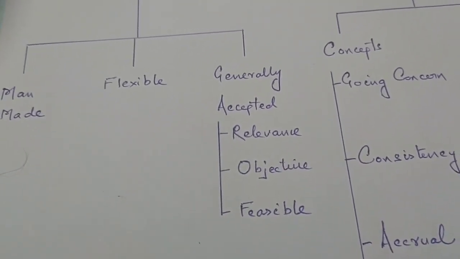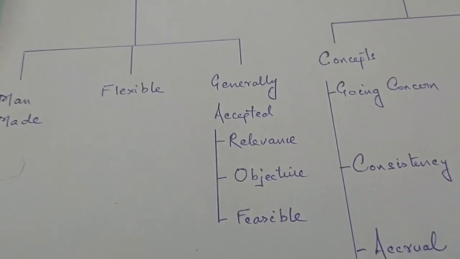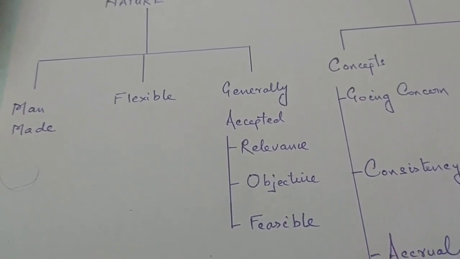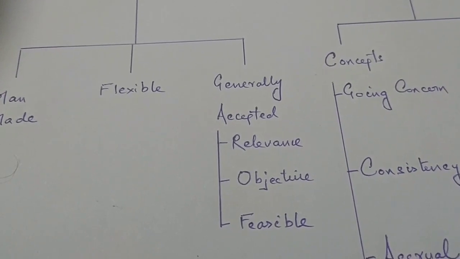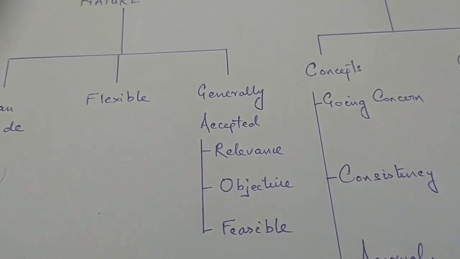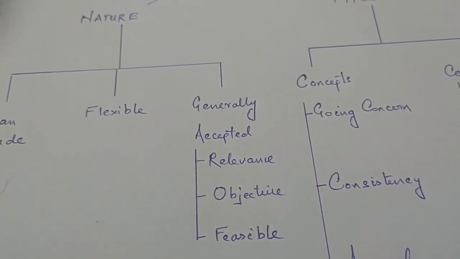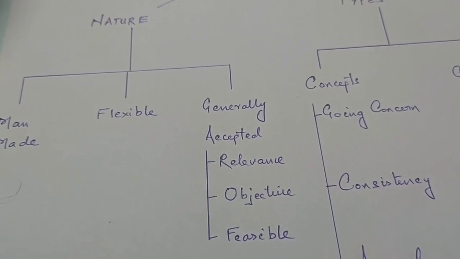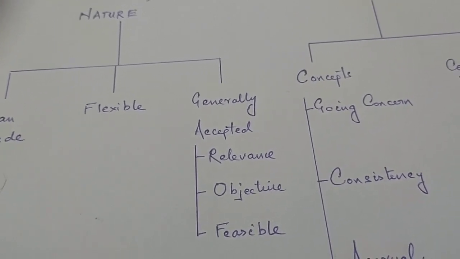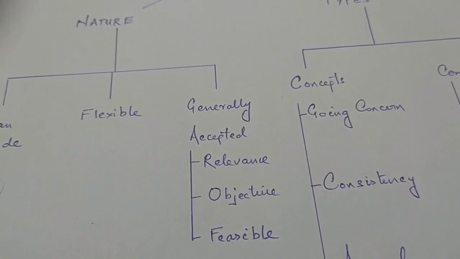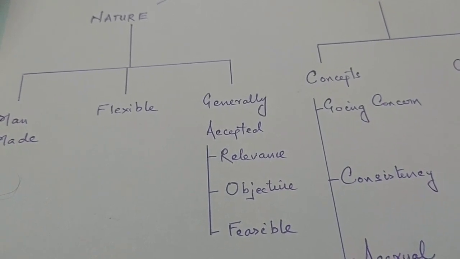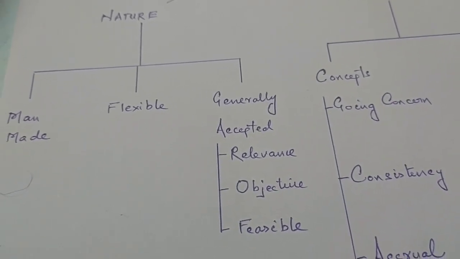Relevance means that accounting principles should be relevant. An accounting principle will be relevant only when it is helpful in providing information which is useful to the business. The second point is objectivity. It means that an accounting principle will be generally accepted if it is not affected by personal bias, or the personal decision of anyone. The third point is feasibility. It means that accounting principles should be applied without any extra or undue cost. If any principle serves these three points, then it will be generally accepted.